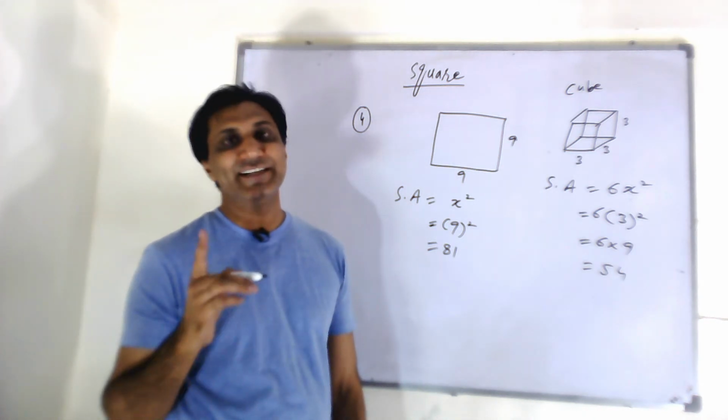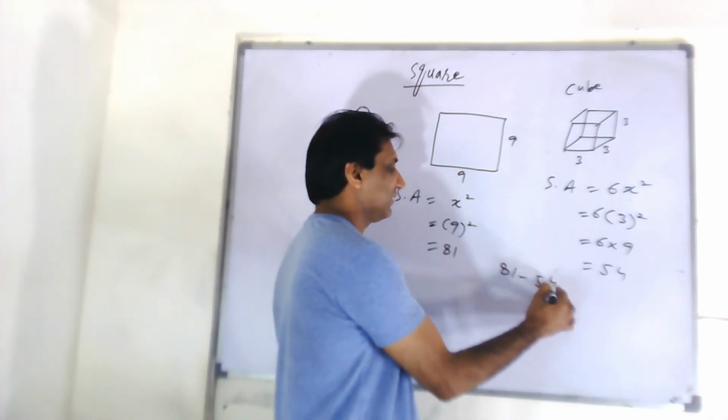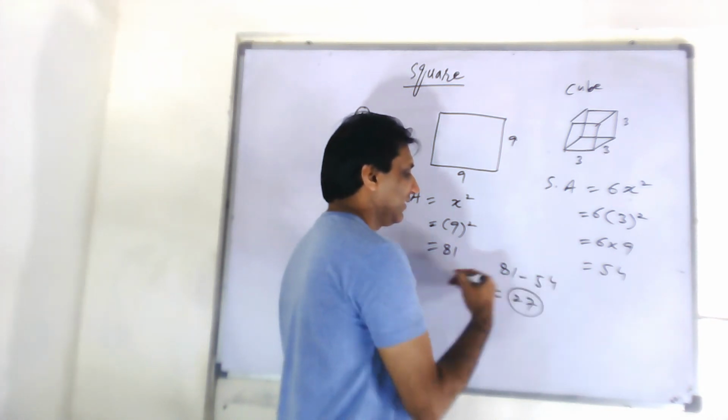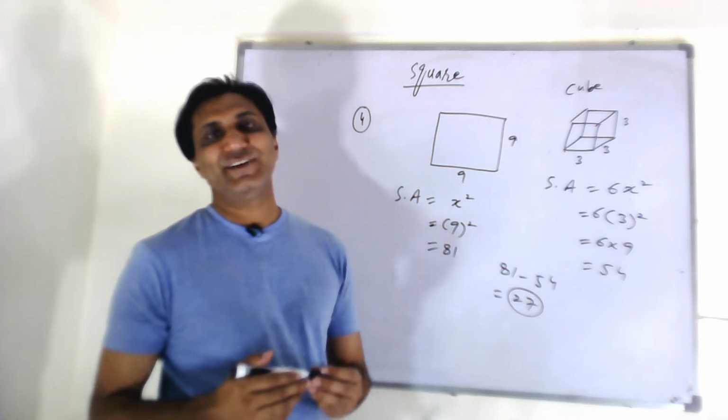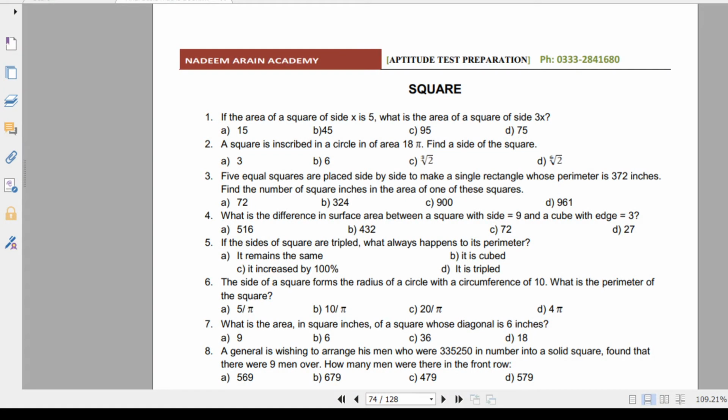The question says the difference between these two areas. So 81 minus 54 is 27 square inches, the difference between these two areas. Okay, so the answer to question number 4 is 27. It's D. Question number 5. If the sides of a square are tripled, then what happens to its perimeter? It's tripled. D. I already told you the perimeter is tripled.